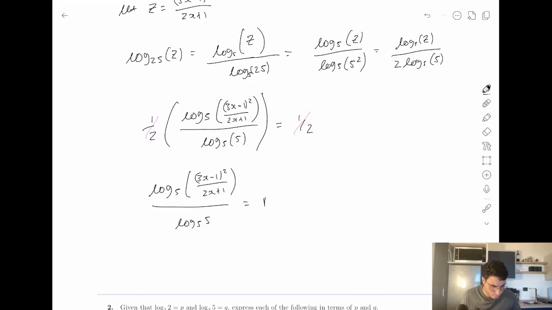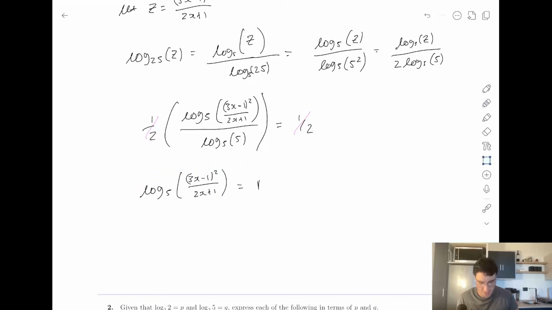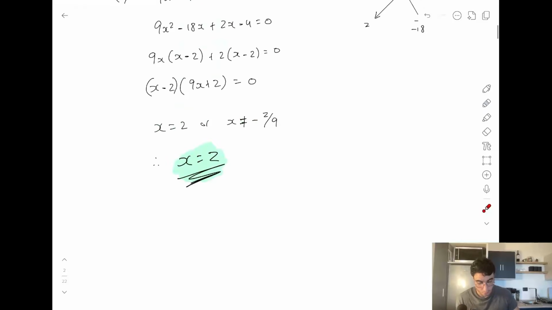is equal to 1. But now, how do we solve this? Well, we ask ourselves, what value must 5 be raised to get to 5? That value is 1. Okay. So what we're left with is the same equation as before. Log 5 of (3x minus 1) squared over 2x plus 1 is equal to 1. And that was the same thing as what we did before.